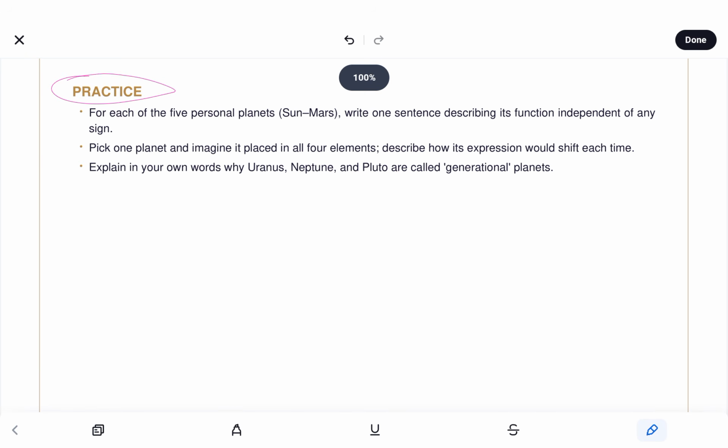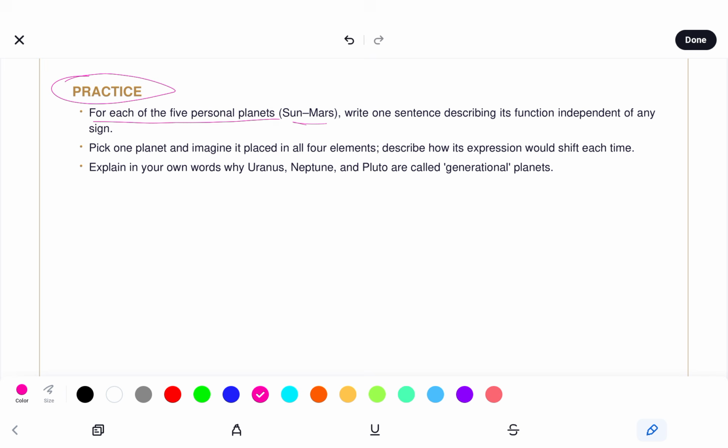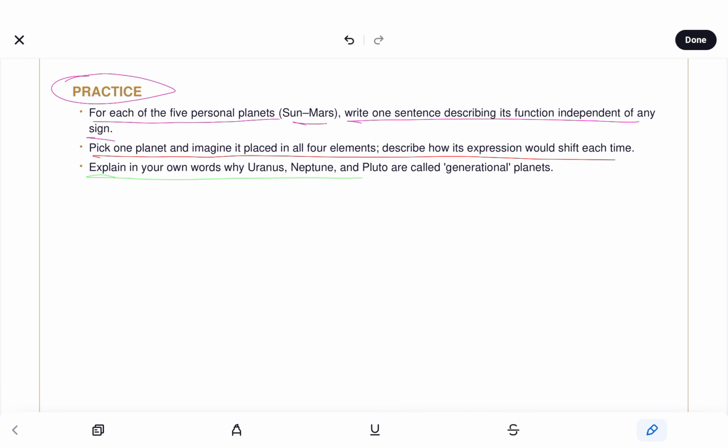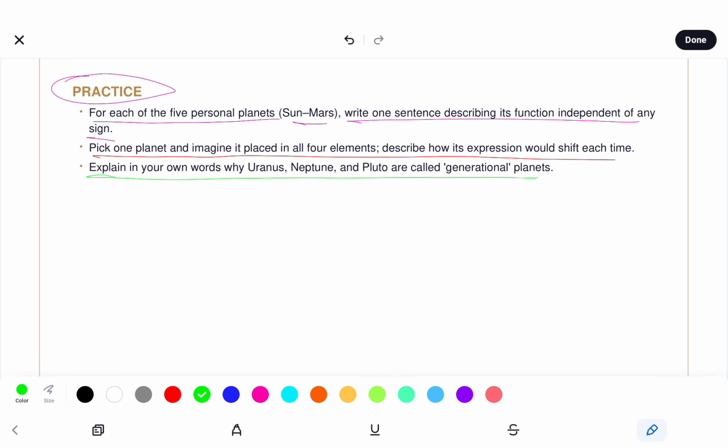And practice: for each of the 5 personal planets, Sun through Mars, write one sentence describing its function independent of any sign. Pick one planet and imagine it placed in all 4 elements. Describe how its expression would shift each time. Explain in your own words why Uranus, Neptune, and Pluto are called generational planets.